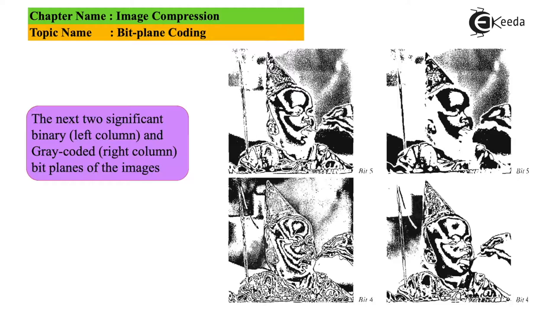So as we have visualized bit 7 and bit 6, there will be bit 5 and bit 4 here. So let us see, this is bit 5, bit 4. These two images are with respect to the binary bits, and these two images are for bit 5 and bit 4 of the gray coded bit planes of the images here.